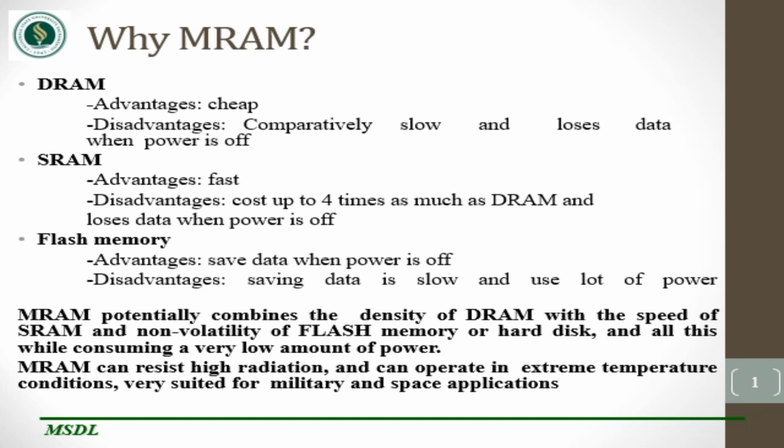SRAM is a static memory and can retain a value for as long as power is supplied. It is typically fast and can be used in caches for high speed. The disadvantage is the cost per memory cell is high. Flash memory can retain data even when the power is off. The only disadvantage is the rate at which data storage occurs is slow and it uses a lot of power.